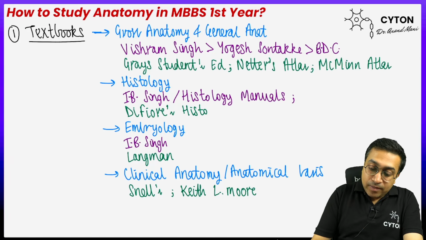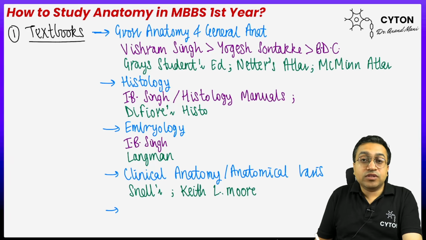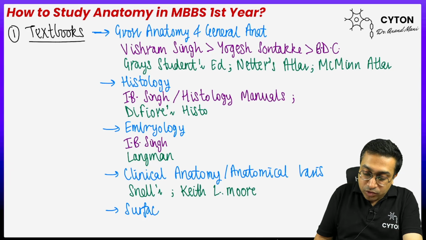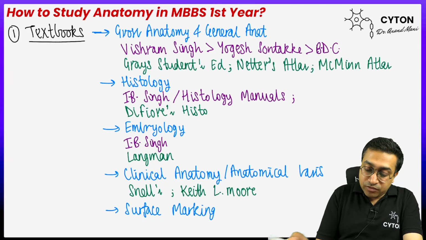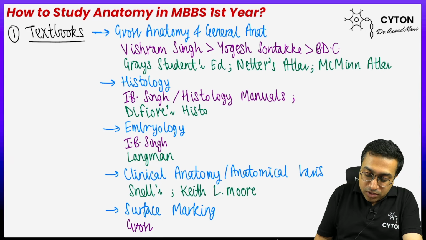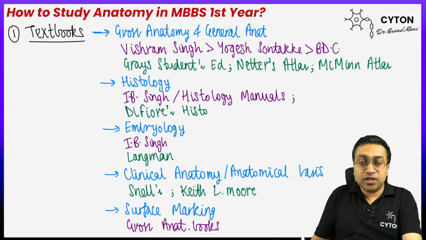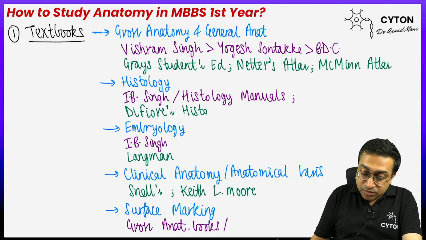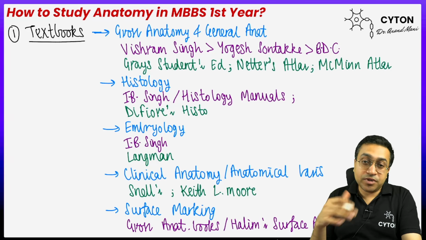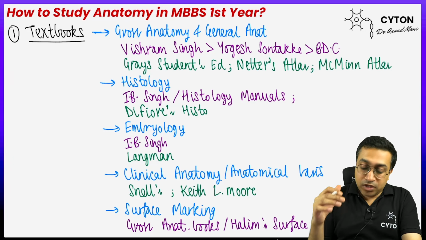Last, to complete the list, we also have surface marking, for which you will have a viva separately in your colleges. For surface marking, you can either refer to the gross anatomy textbooks mentioned above, as all these books have surface marking written, or you can refer to Professor Halim's textbook, which is very good. It is excellent, I would say, for surface anatomy. So that is my personal recommendation to remember the different areas of anatomy.